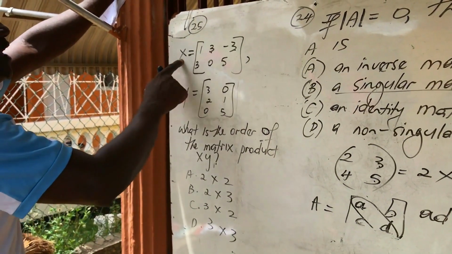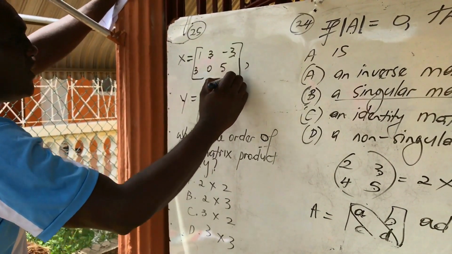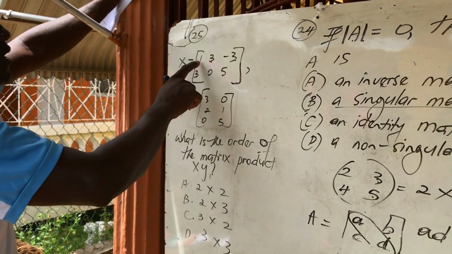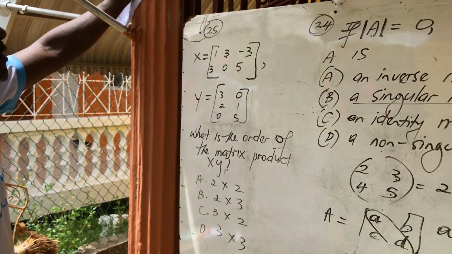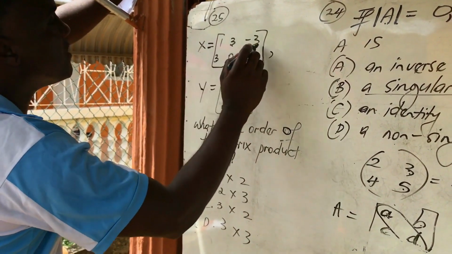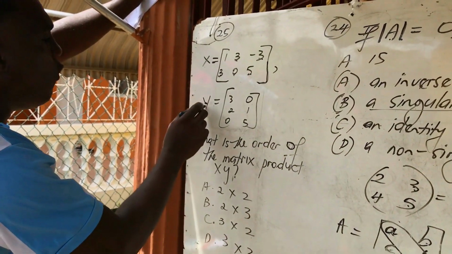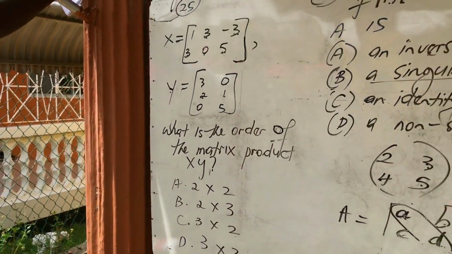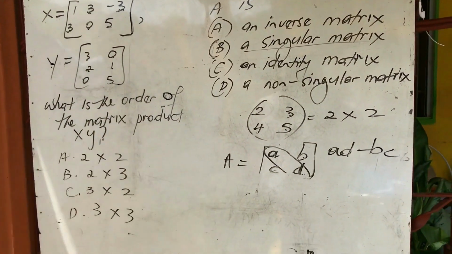Now here we see that X equals, and once you see the square brackets here, it suggests that this has to be a matrix. So this is matrix X equals [[1, 3, -3], [3, 0, 5]]. Note we read the matrix in terms of the rows. So it's 1, 3, -3, then 3, 0, 5. Y equals [[3, 0], [2, 1], [0, 5]]. Now what is the order of the matrix product XY?